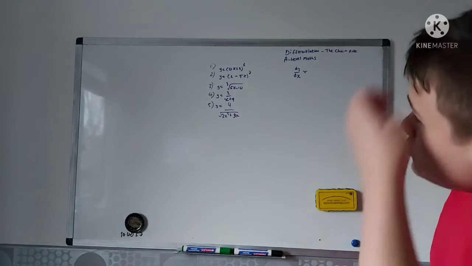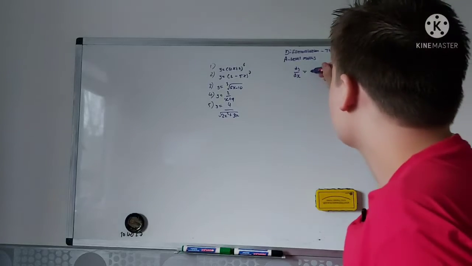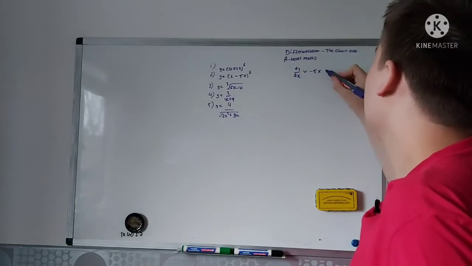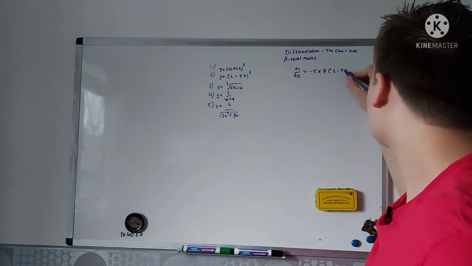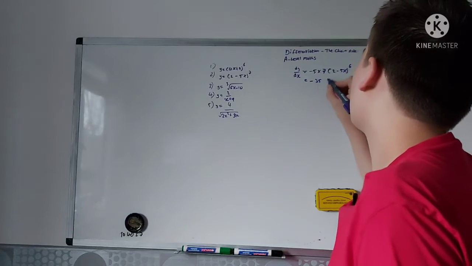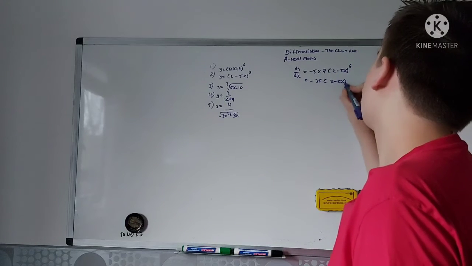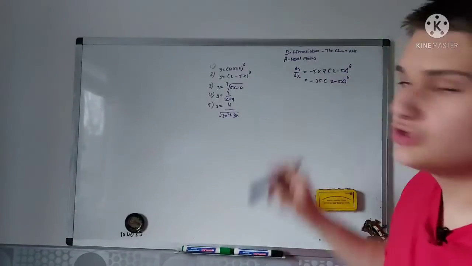We've got y equals (2 minus 5x) to the 7. So the derivative of what's inside comes outside, which is minus 5. Multiply by the power, and then we get (2 minus 5x) to the power of 6. Tidy that up, we get minus 35 (2 minus 5x) to the 6. And that's your answer to number 2.